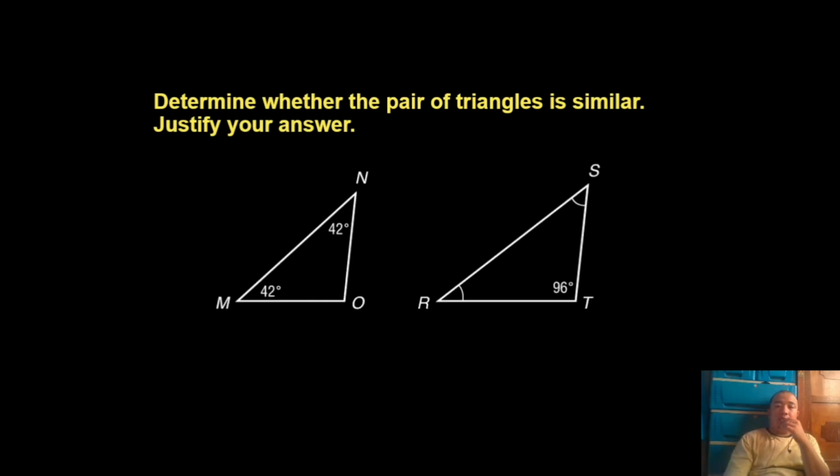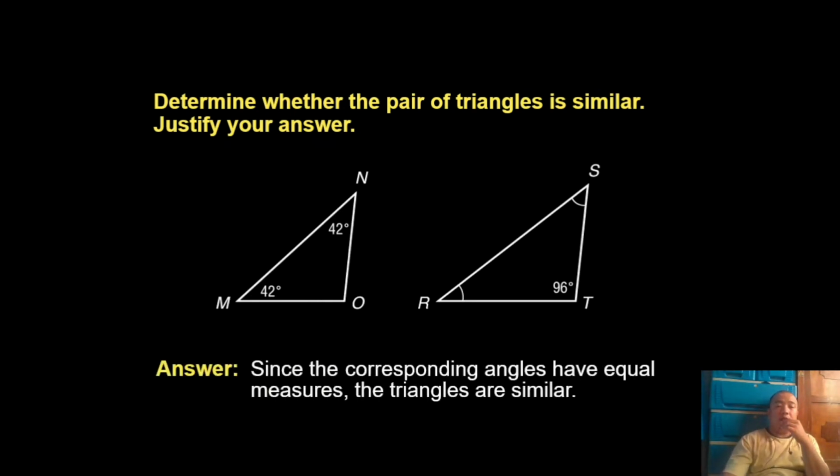Determine whether the pair of triangles is similar. Justify your answer. What do you think? Are they similar? We have 84 degrees for angle M and angle N. 180 minus 84 is 96, so angle O is also 96 degrees. Angle S and angle R are equal, which means they're both equal to 42 degrees. So I think they are similar by the AA similarity theorem. Since the corresponding angles have equal measures, the triangles are similar.